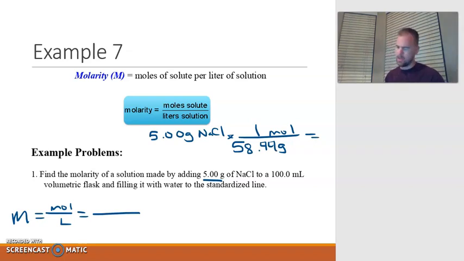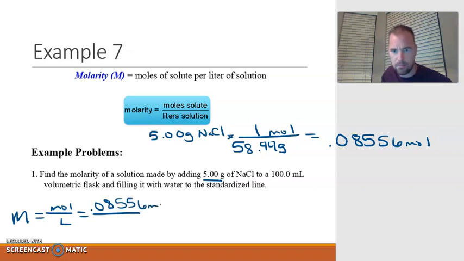So if I take 5.00 and divide that by 58.44, that's going to give me the number of moles that I have. And so that's going to be 0.08556 moles. I'm going to go one extra sig fig. That's how many moles is equal to 5 grams of NaCl, so that's what would go up here. I'm going to write that down, 0.08556 moles.